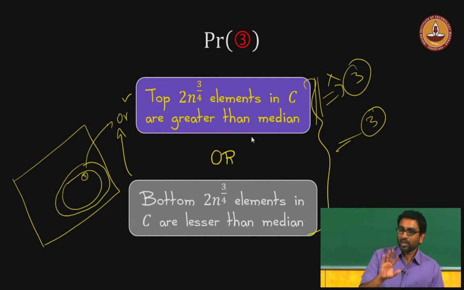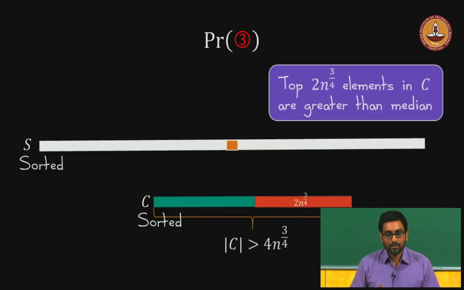So, let us not worry about that, because I think both can also happen or neither can also happen. Okay. These are all possibilities here. But let us just focus on this one bad event. Basically what we are focusing on is that the top 2 n to the 3/4 elements in C are greater than the median. Okay. So, how will this happen?